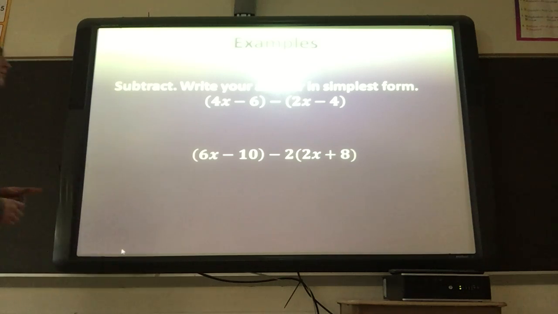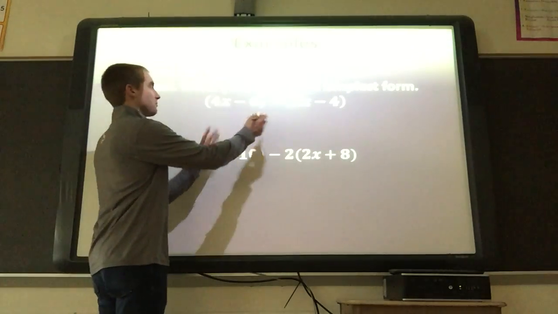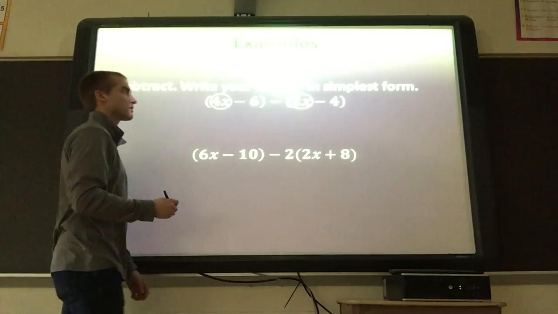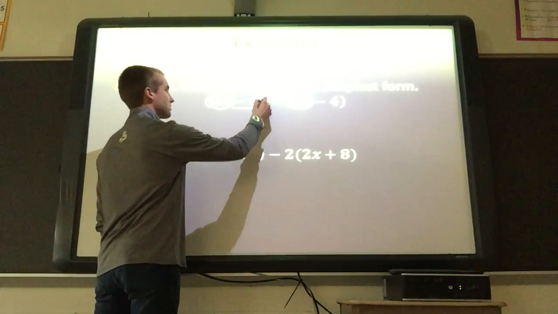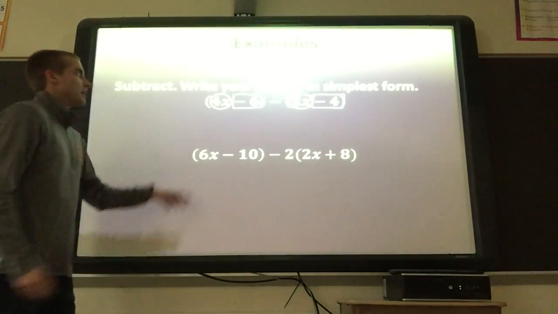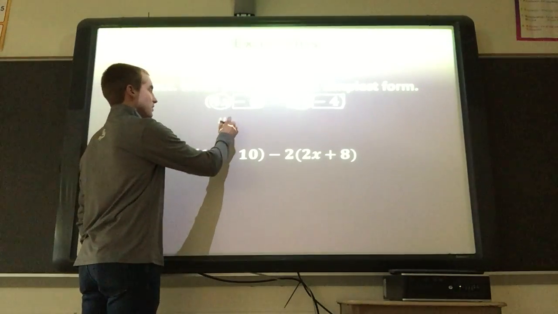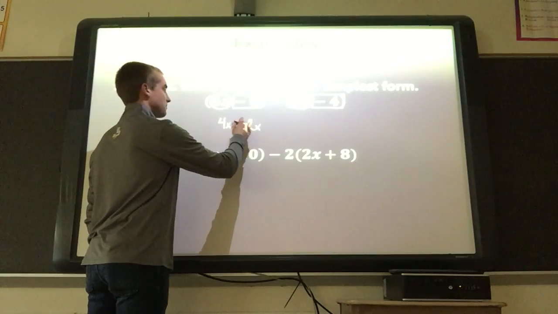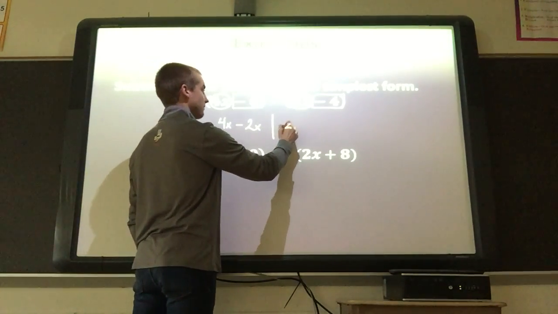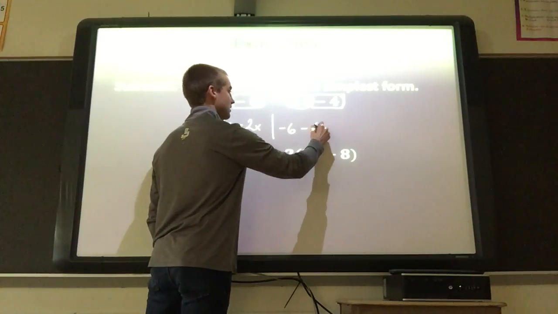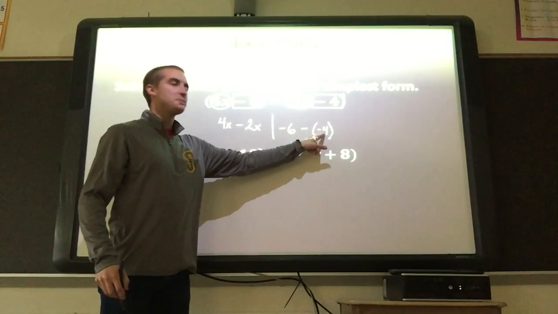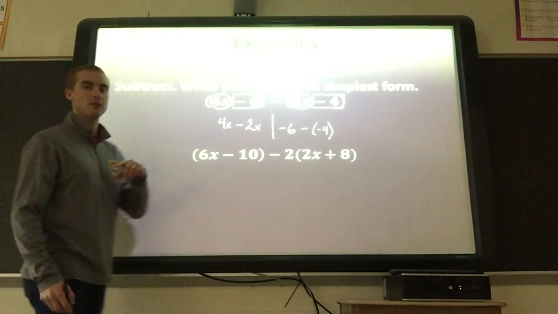Okay, so same thing here. There's nothing in front of the parentheses, so we're going to circle 4x and circle the 2x. And then we would put a box around the -6 and the -4. Okay, we have what's been circled, 4x and 2x, and we're going to be subtracting those because of the subtraction sign right there. And then on the other side, we have -6 minus -4. Okay, -6 was boxed in, -4 was boxed in. We're subtracting those two from each other.